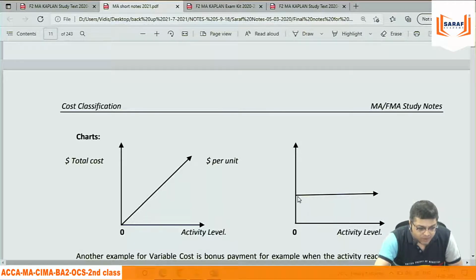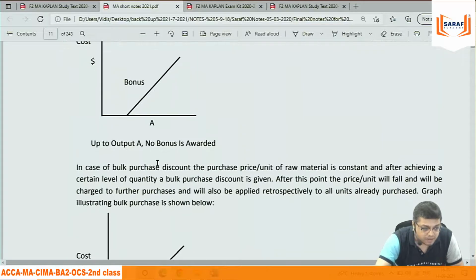This is a variable cost per unit graph. If 1 unit, if 5 units, if 10 units, per unit is 20 only, per unit is 4 only, per unit is 10,000 only. Per unit variable cost will not change. If it changes, we will discuss it. This is what?